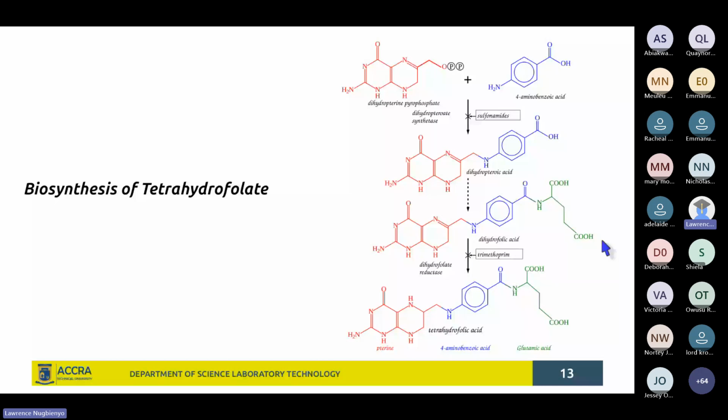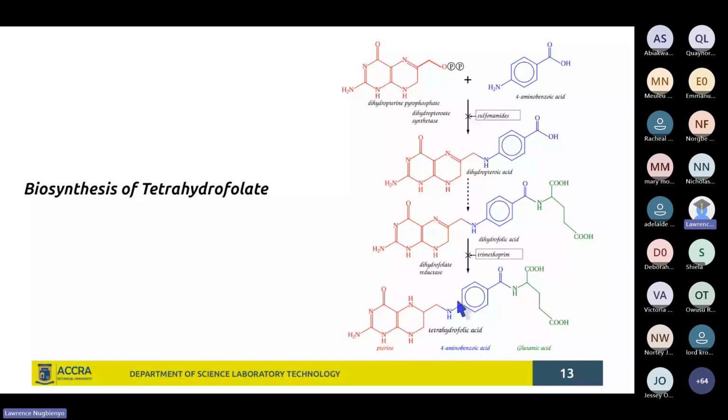So you have a dihydrofolic acid, which further now gets converted to the tetrahydrofolic acid. That is one of the forms of folic acid that you find present and active in the body, or even in bacteria that are using these folic acids in their metabolic reactions or in their metabolic processes.